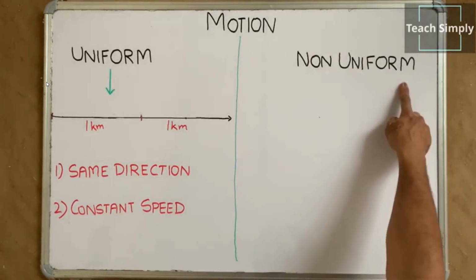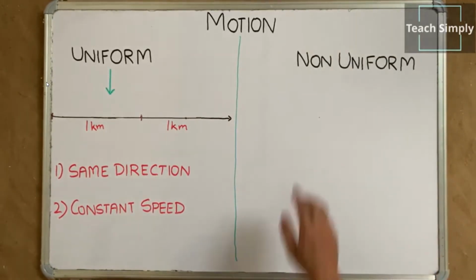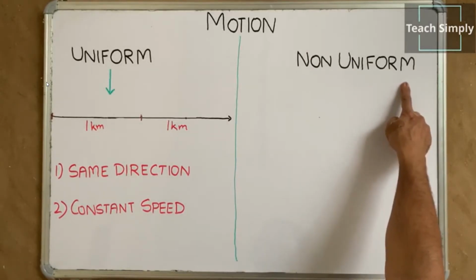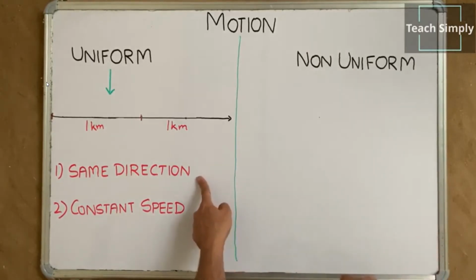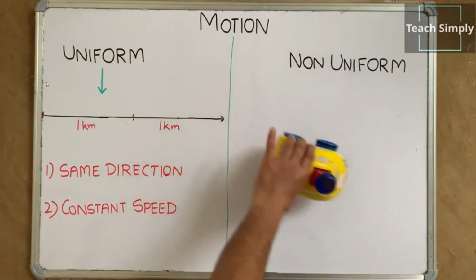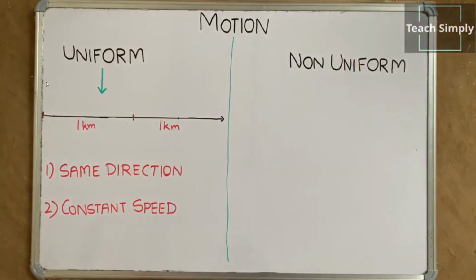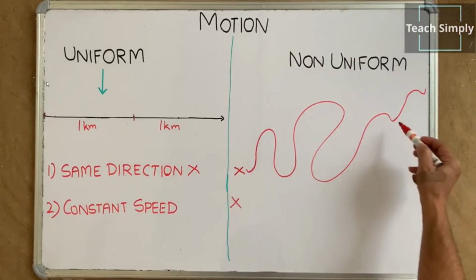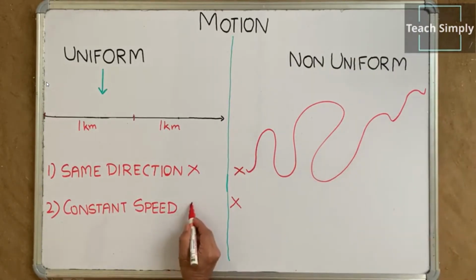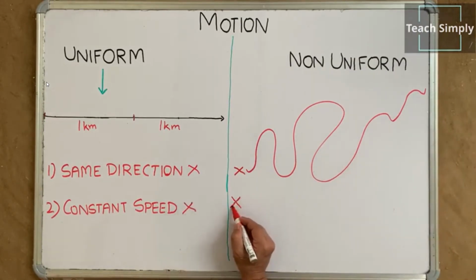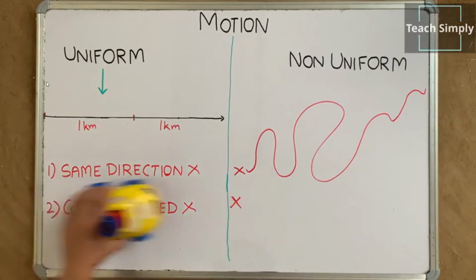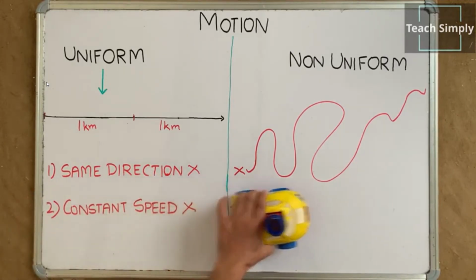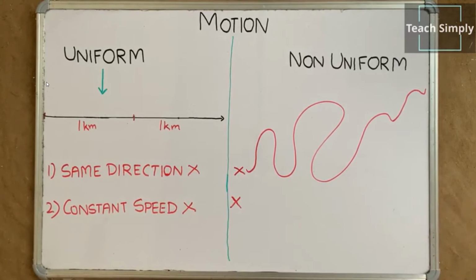Now non-uniform motion. For non-uniform motion, the speed doesn't remain constant and direction also changes again and again. So motion done in such a way that speed changes and direction also changes, so that is known as non-uniform motion. So both conditions, they are not satisfied. Equal distance is not covered in equal interval of time. So this is non-uniform motion.